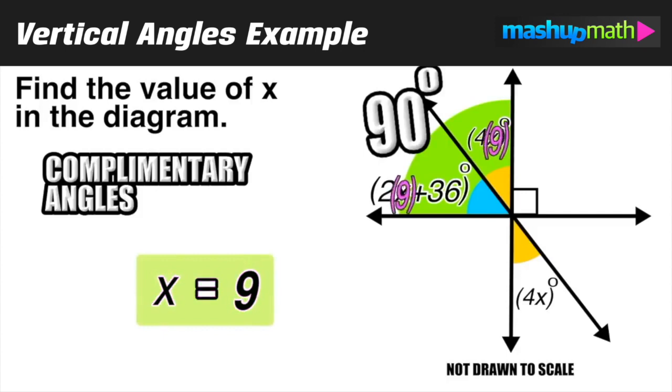Now, if you want to check that answer, you're going to substitute x back into the original expressions and evaluate each one. In this case, we would get 54 degrees for the blue angle, 36 degrees for the yellow angle, and if I add those two values up, their sum does equal 90, which should show us that our answer was correct, that the value of x is 9.